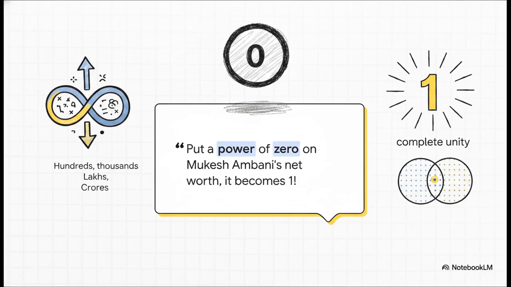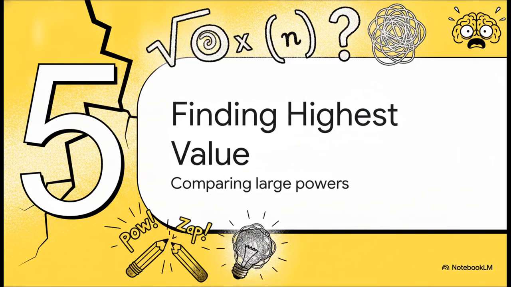Mathematically, it literally does not matter if the base is in hundreds, thousands, lakhs, or crores. Any non-zero number, no matter how massively huge or rich it is, when raised to the power of 0, simply equals 1. It's like losing all your material power and just returning to a state of complete unity. All right, let's roll into section 5, finding the highest value.